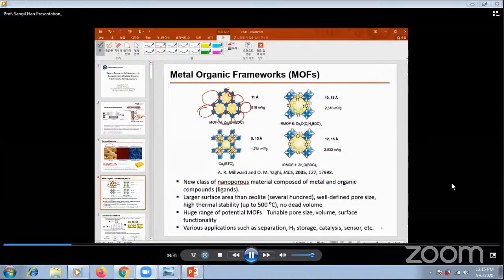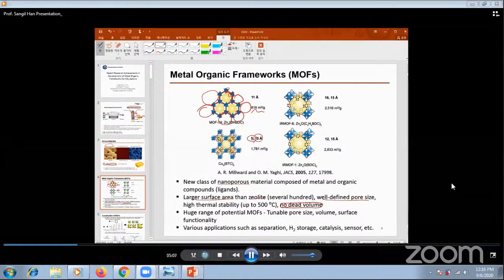This yellow ball means that there is a porous pore structure. Depending on the different combination of metal and organic linker, it has different surface area and different pore size. Generally, it has a larger surface area than zeolite and well-defined pore size. Also, a good advantage is that there is no dead volume.